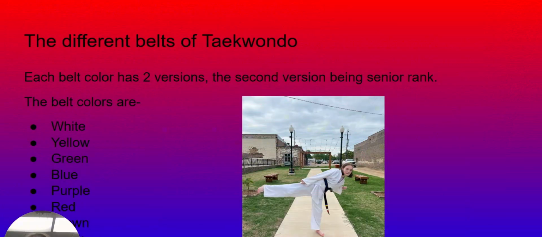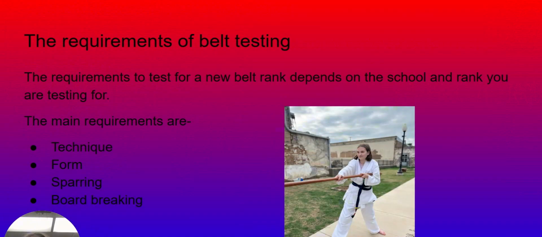Each belt color has two versions, the second version being senior rank. The belt colors are white, yellow, green, blue, purple, red, brown, and black, and each one represents your skill level. The requirements to test for a new belt rank depends on the school and rank you're testing for. The main requirements are technique, such as your moves that you will be testing. Your form, which we call patterns, patterns are a combination of different moves.